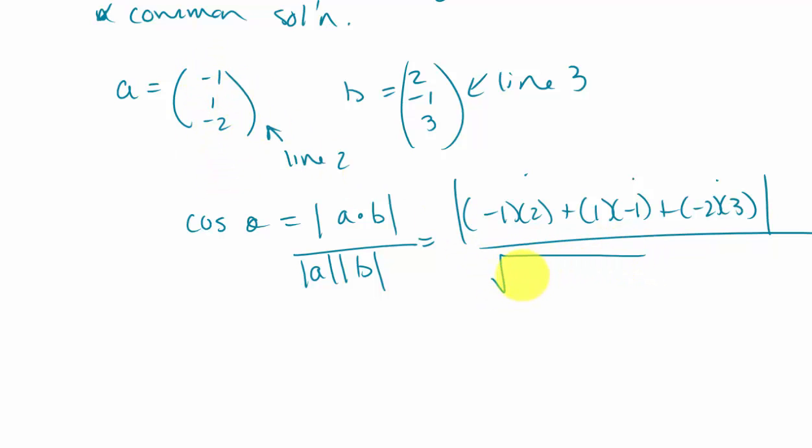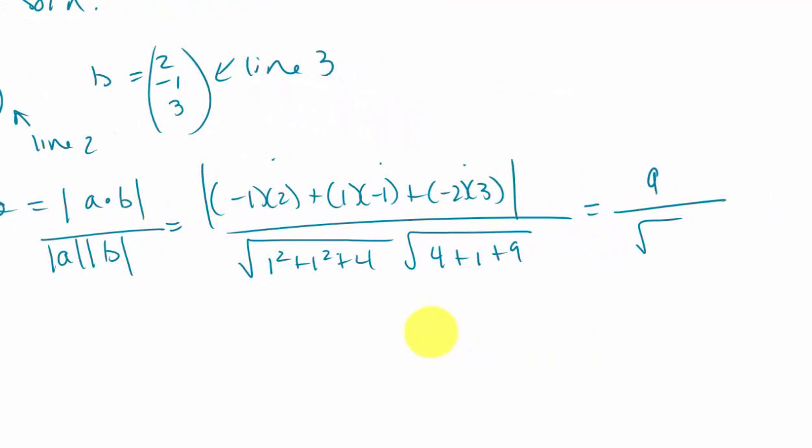Then I can take the magnitude of a, so 1 squared plus 1 squared plus 4, and for b, 4 plus 1 plus 9, and that simplifies to be 9 over the square root of 84. If we actually find the angle, that's approximately 10.89 degrees.